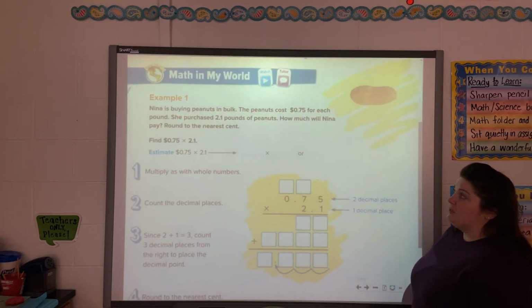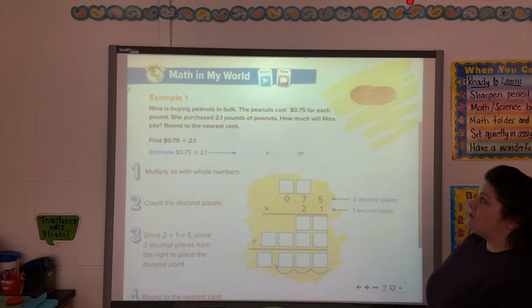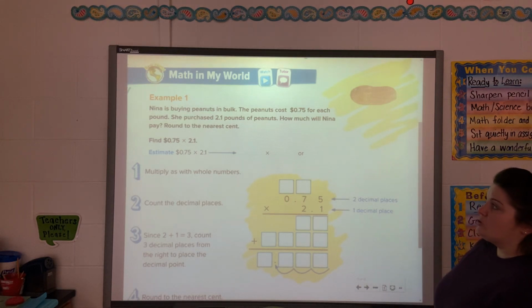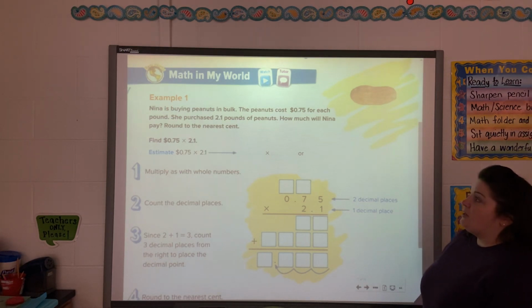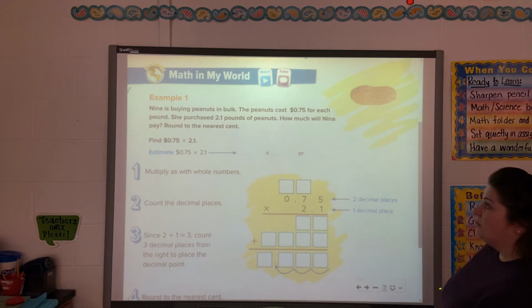Nina is buying peanuts in bulk. The peanuts cost 75 cents for each pound. She purchased 2 1/10 pounds of peanuts. How much will Nina pay? Round to the nearest cent.